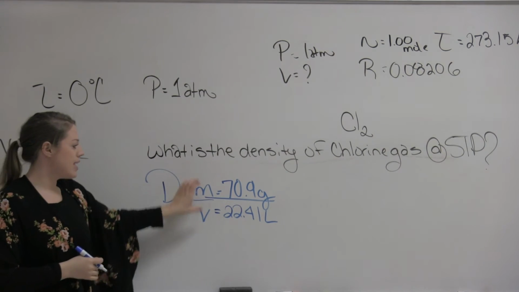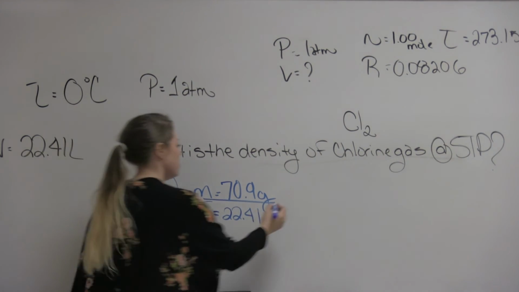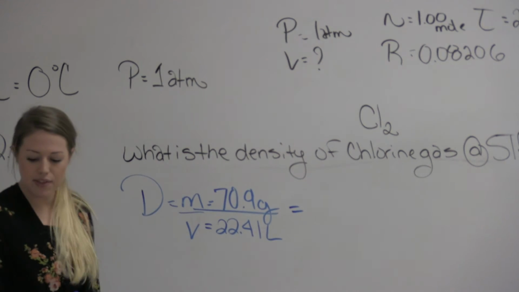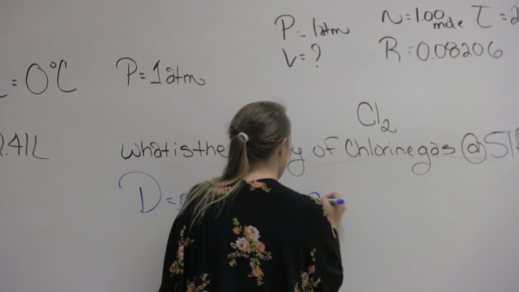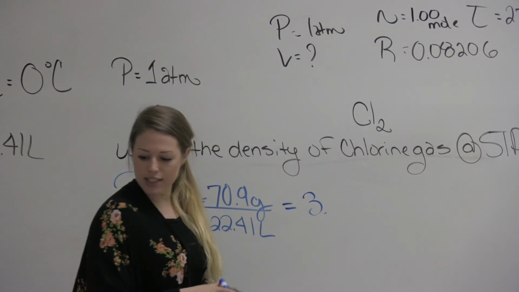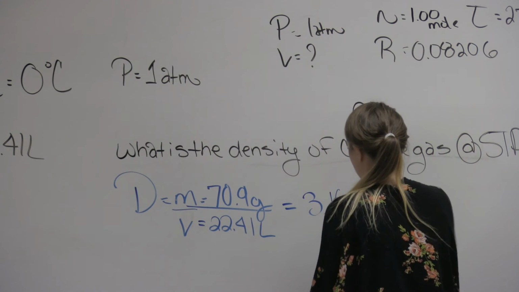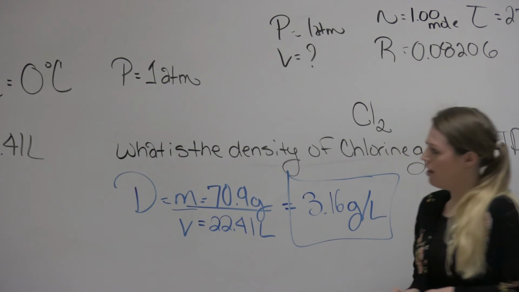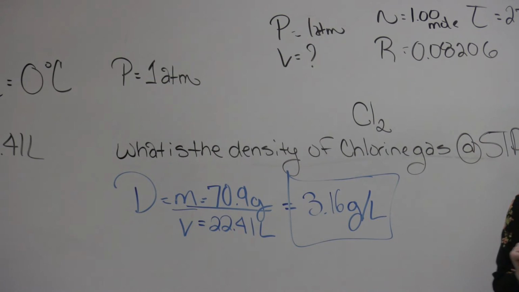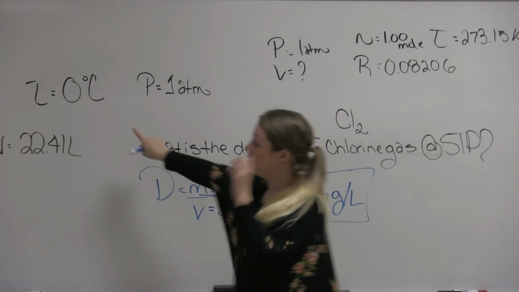Now I've got mass, I've got volume. Divide the 2 to get the density, and we get that the density of chlorine gas at STP is 3.16 grams per liter. STP is very useful for when we're holding something at these conditions.